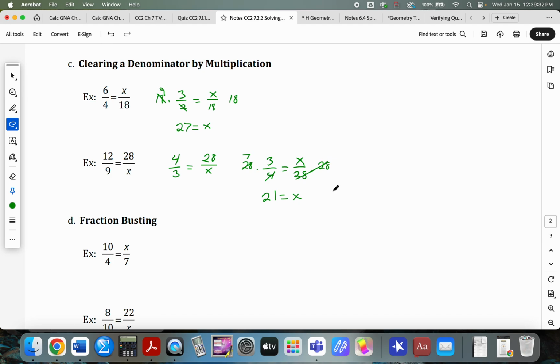Some people always, when they get a proportion, they don't even think about it, they just start cross multiplying. But if you do that, on this one, you're going to have 12x equals whatever 9 times 28 is, and then you're going to have to do division by a 2-digit number. It's a lot easier if you don't.